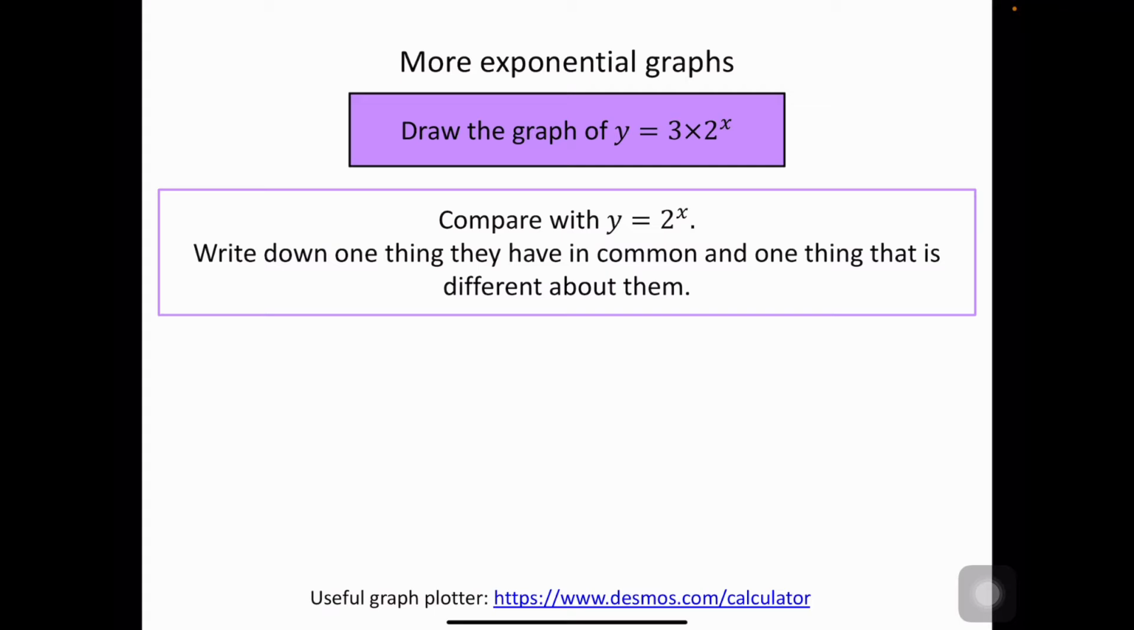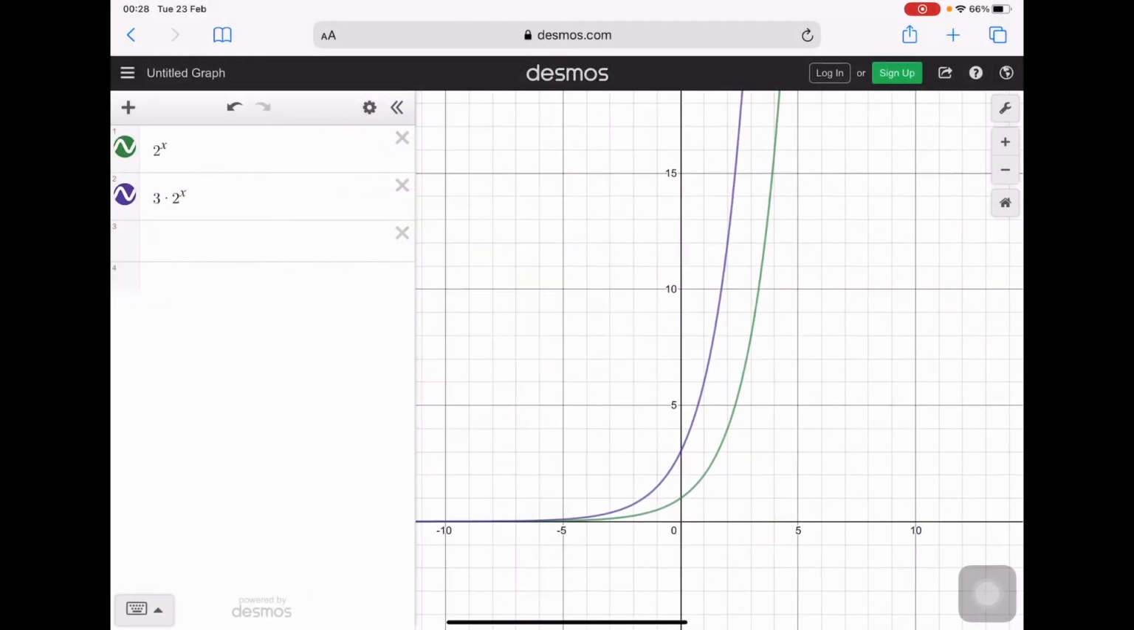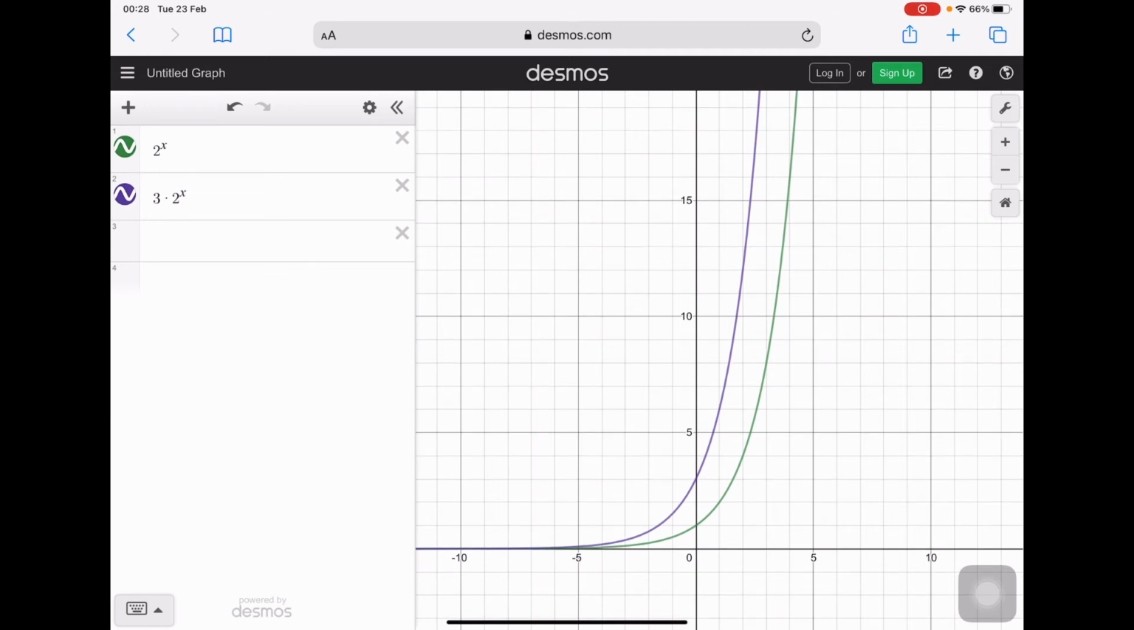So here it says, more exponential graphs. Draw the graph of y equals 3 multiplied by 2 to the x. Compare it with y equals 2 to the x. Write down one thing they have in common and one thing which is different about them. So I'm actually going to plot these on Desmos. Here you can see a green curve which represents 2 to the x and a purple curve which represents 3 multiplied by 2 to the x.